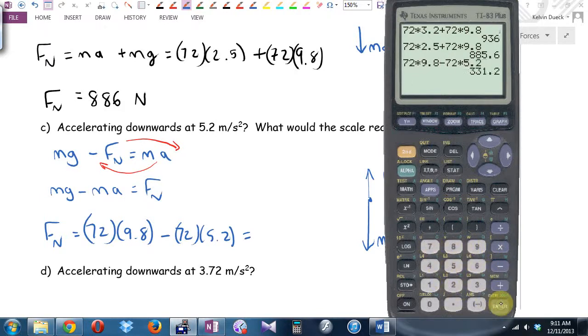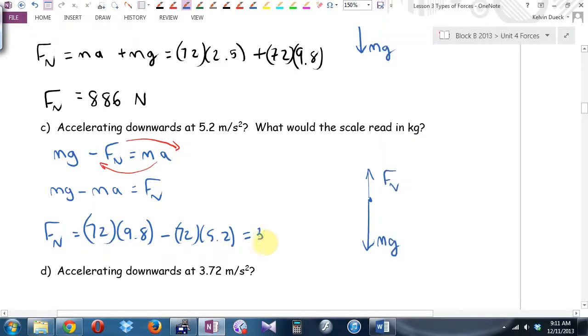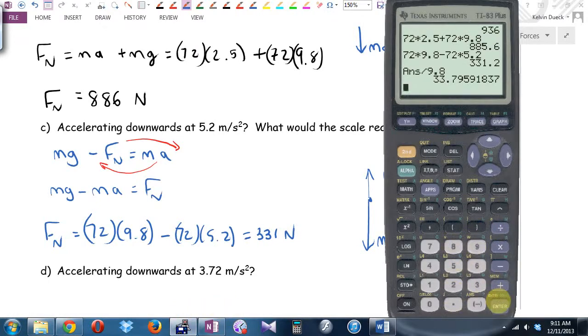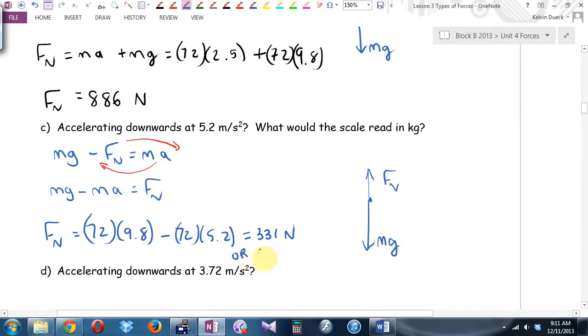Do you get 331.2? 331? What would the scale read in kilograms? Divide that by 9.8. This is how you go from newtons to kilograms. Do you get 33.8? So I'm going to write here 33.8 kilograms, because this question for part B did ask us in kilograms. Hey, would this person feel lighter or heavier?